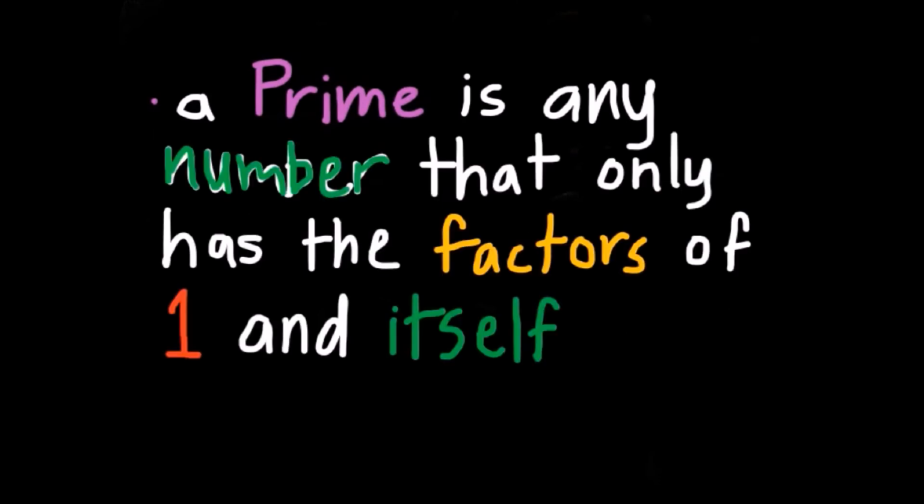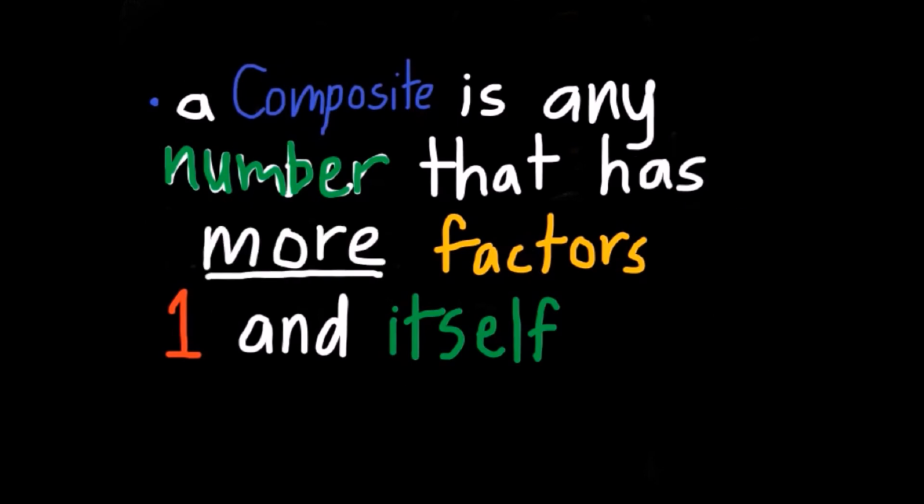A prime number is any number that only has the factor of 1 and itself. So a composite number is just a fancy term for everything that isn't a prime number and has more factors than just 1 and itself.